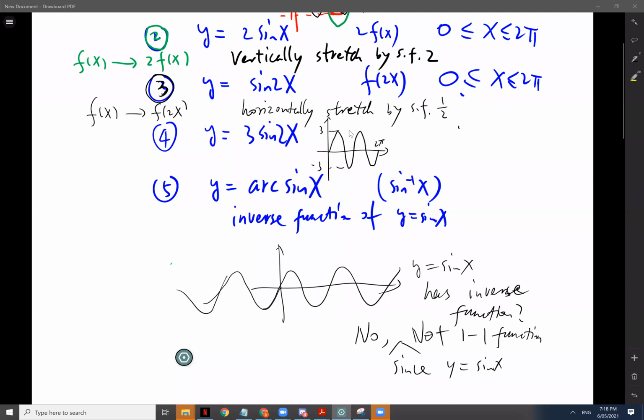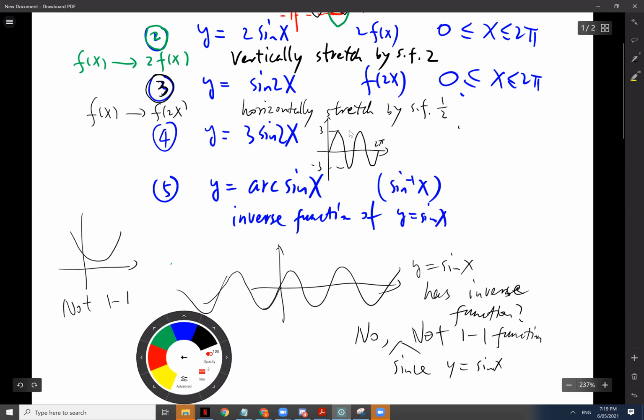Okay. For example, I can show you what's not a one-to-one function. This one is not one-to-one. The parabola is not one-to-one. Why? We've got two x values sharing the same y value. It's not one-to-one.